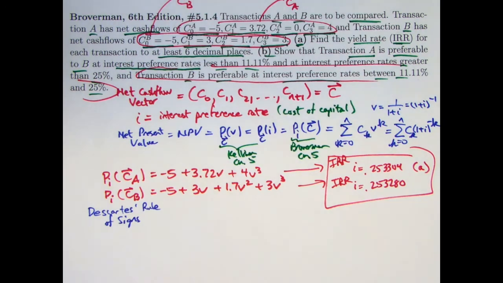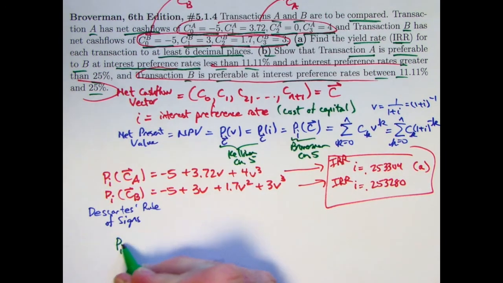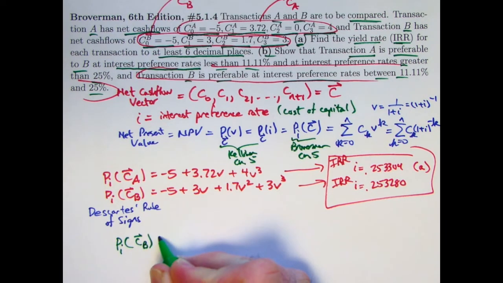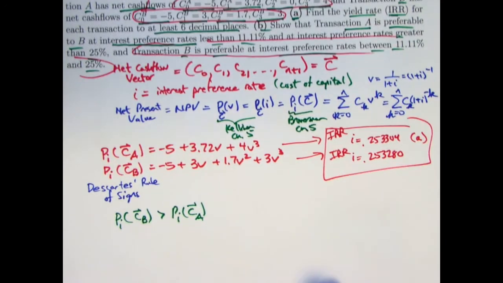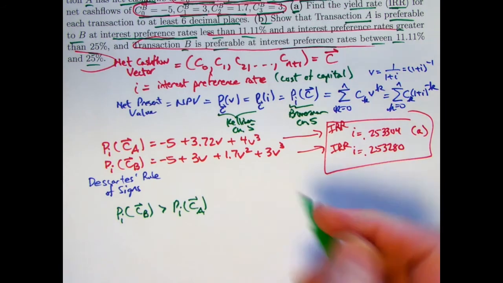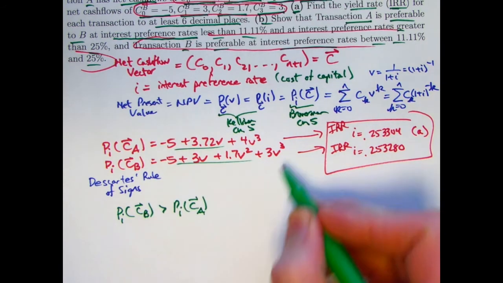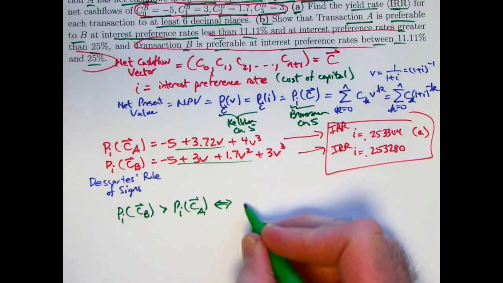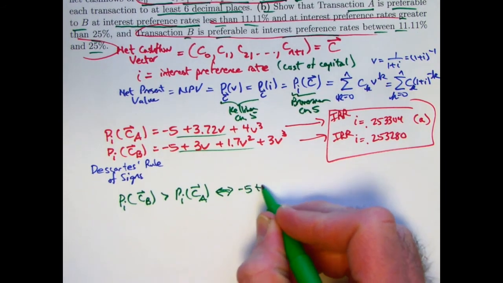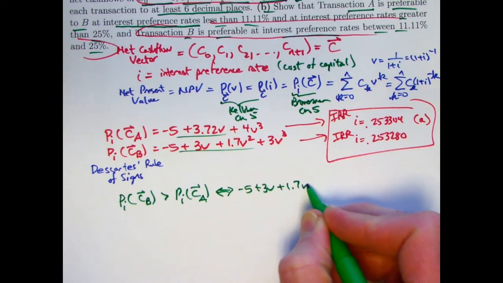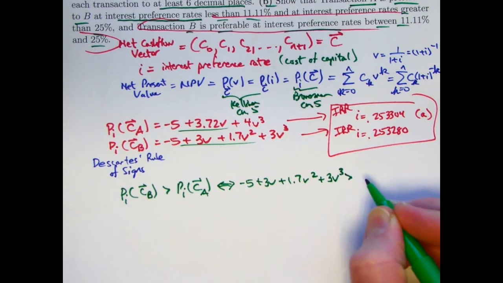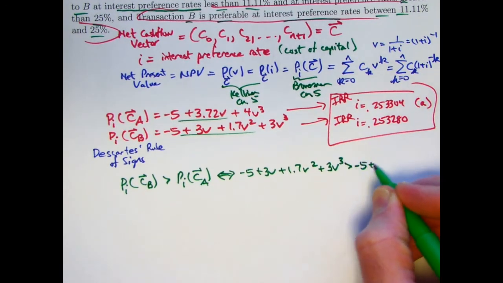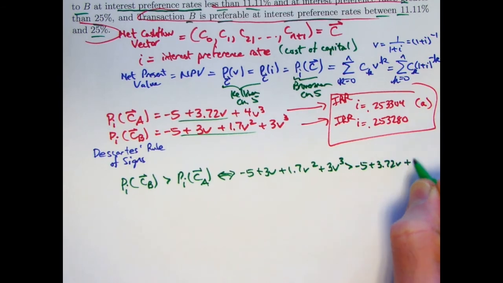So what we need to do is think about when is P sub I of CB bigger than P sub I of CA? Essentially solve this inequality. Go ahead and replace these expressions by these two expressions. That would be equivalent to negative 5 plus 3v plus 1.7v squared, looking at this one here, plus 3v cubed being greater than negative 5 plus 3.72v plus 4v cubed.